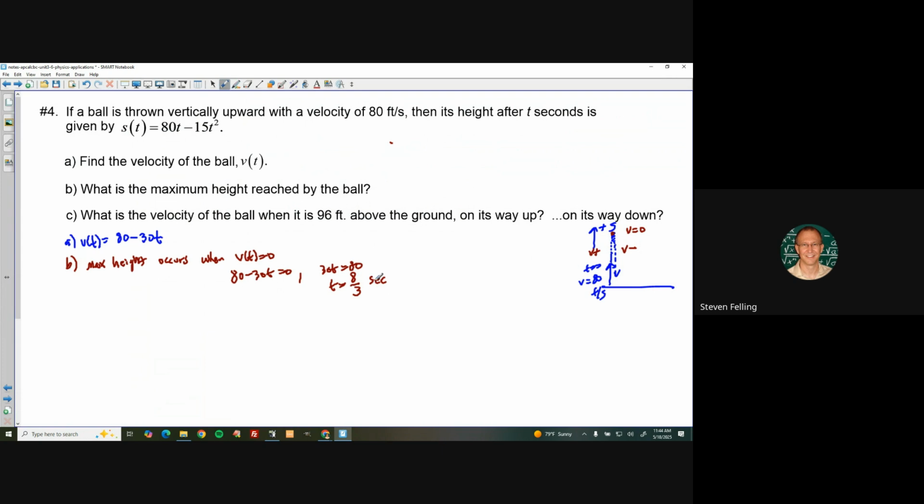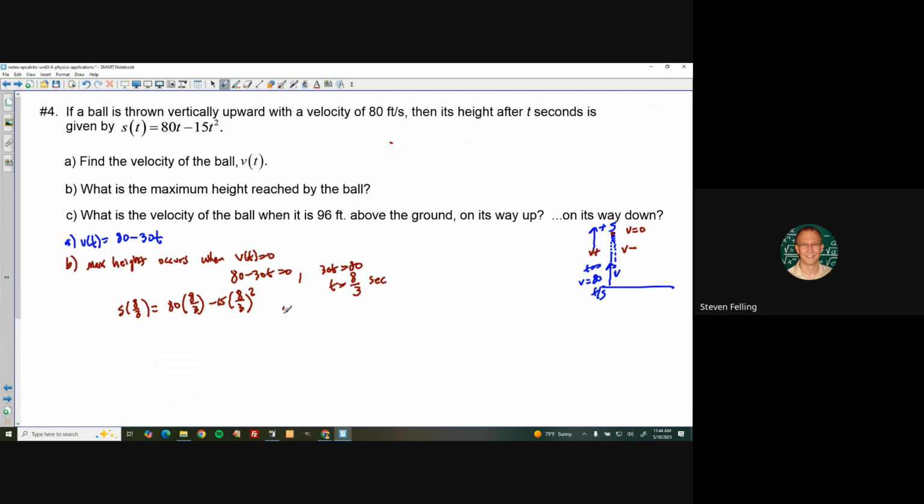It's asking for the height. So what we need to do is plug that magic time into the position function. So s at 8/3 is 80 times 8/3 minus 15 times 8/3 squared. And you can leave your answer like that. That is the max height.